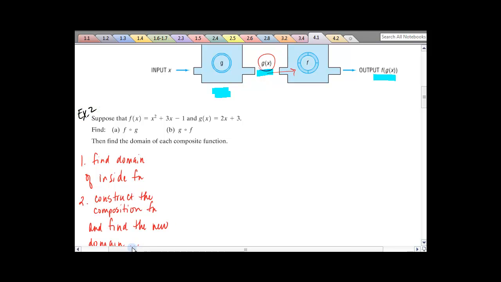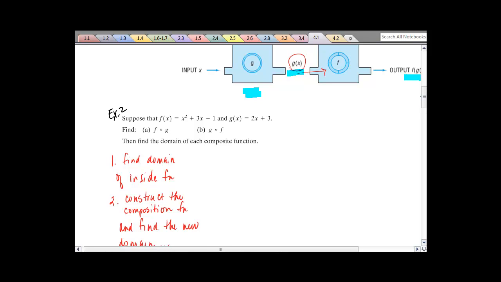Example 2. In this example, I'm starting out with my two functions. I have f of x and I have g of x. I'm only going to work part A in this case. I want to be able to compose f composed with g, and I want to be able to find the domain. As I work through this process of finding the domain of the composite function, I will end up finding what the composite function is, and you'll see that in just a second.